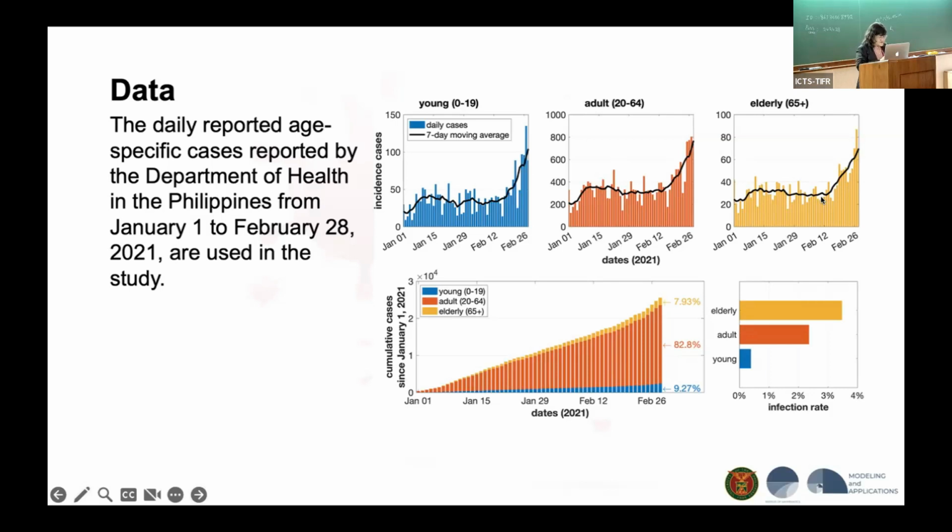Here you can see that the trend is increasing for the incident cases, the daily incident cases, and also for the cumulative cases. And in terms of infection rate, the elderly group has the highest susceptibility to infection at 3.4%.